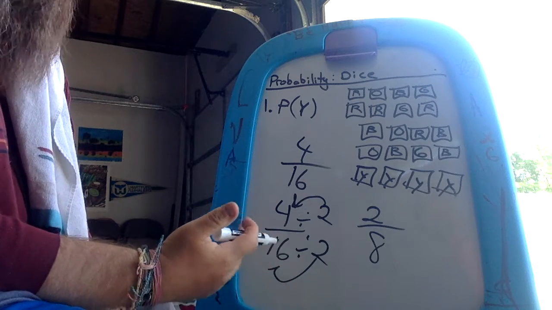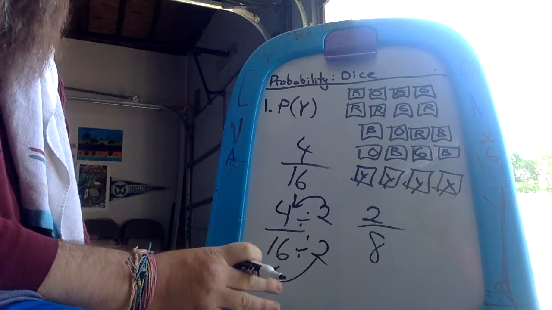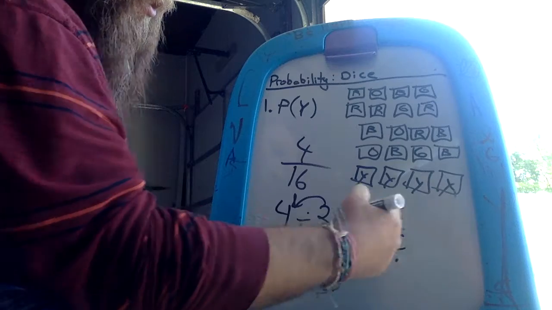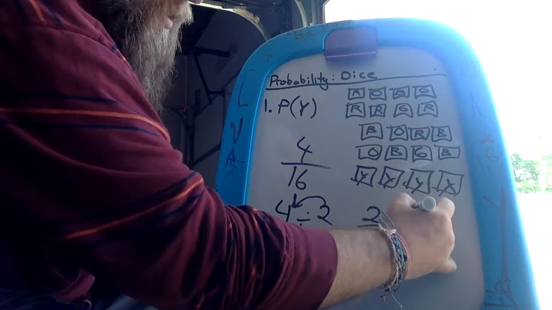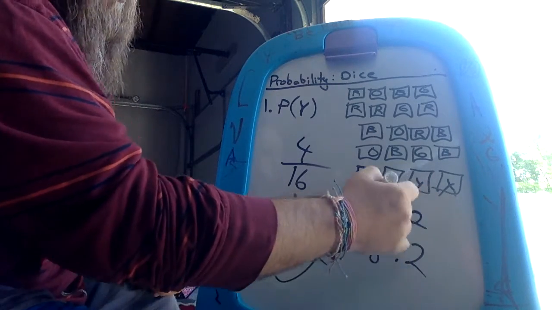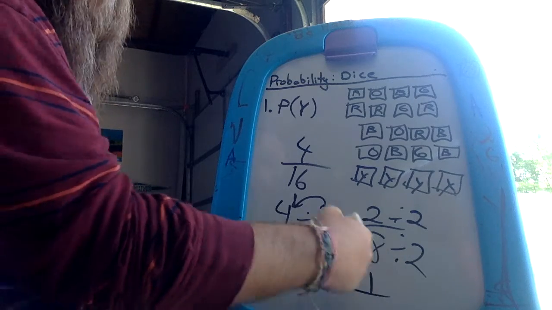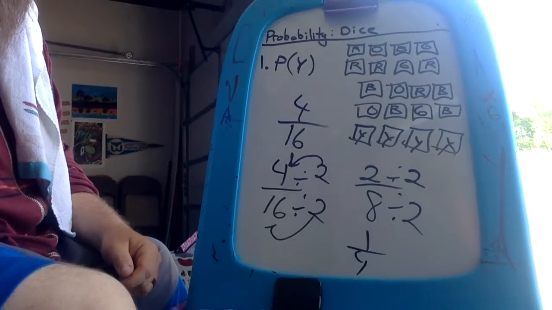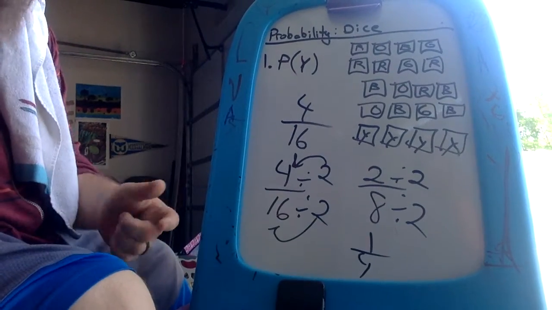But now you've got to keep asking, is this reduced to lowest terms? And you should know it is not, right? What can go into 2 and 8? Yes, exactly. We know that 2 can go into itself 1 time, and 2 goes into 8 how many times? 4. And then you look at the 1/4, we know that this is done, this is in lowest terms.